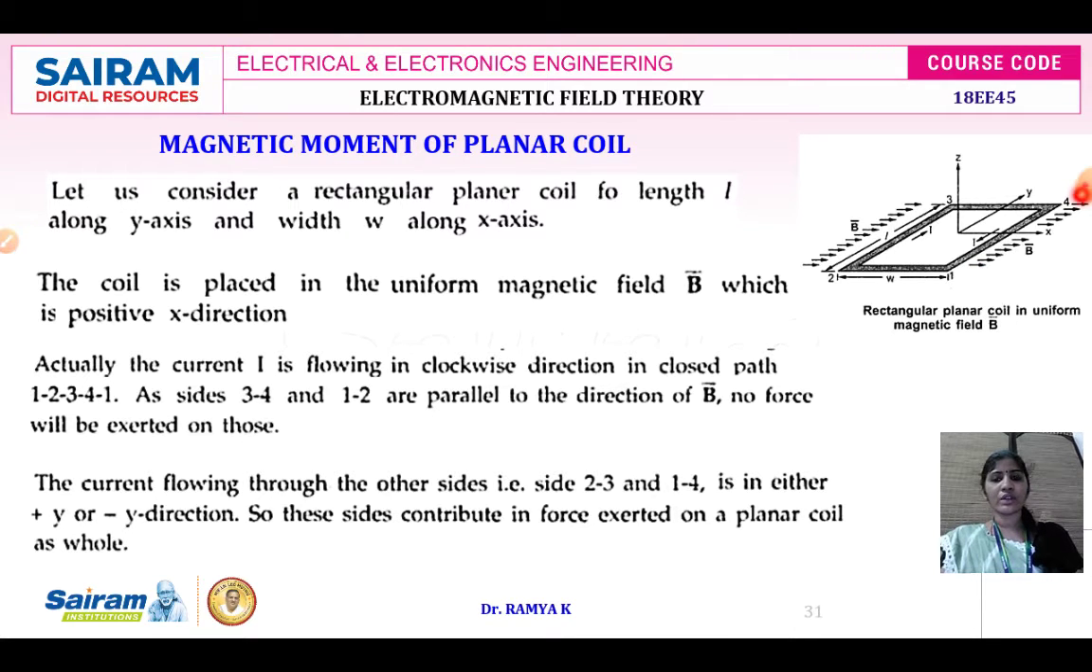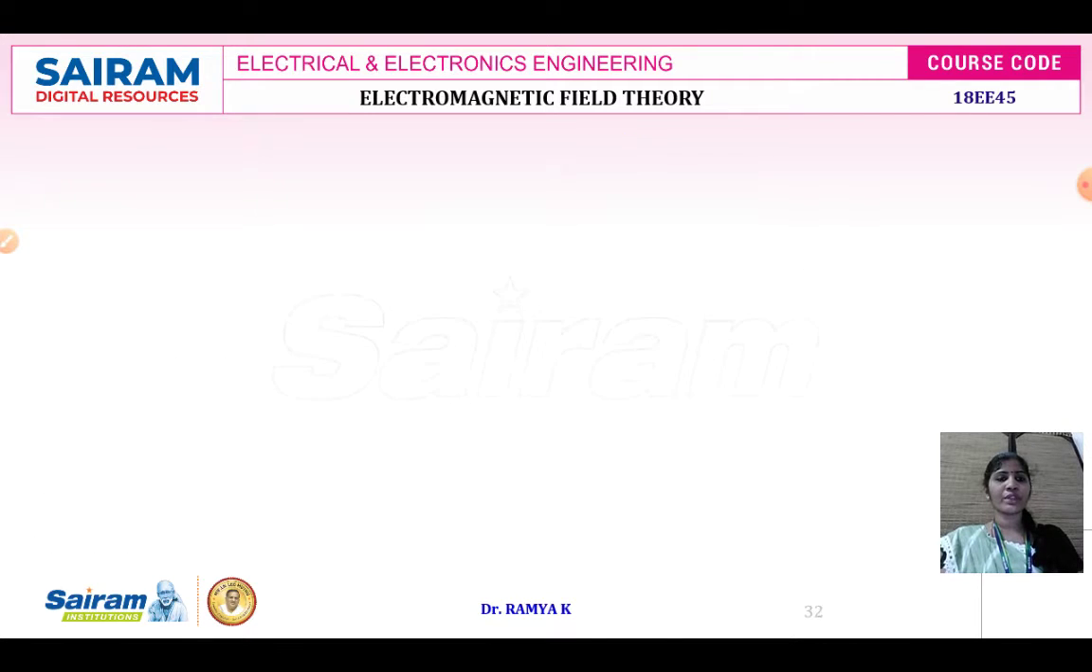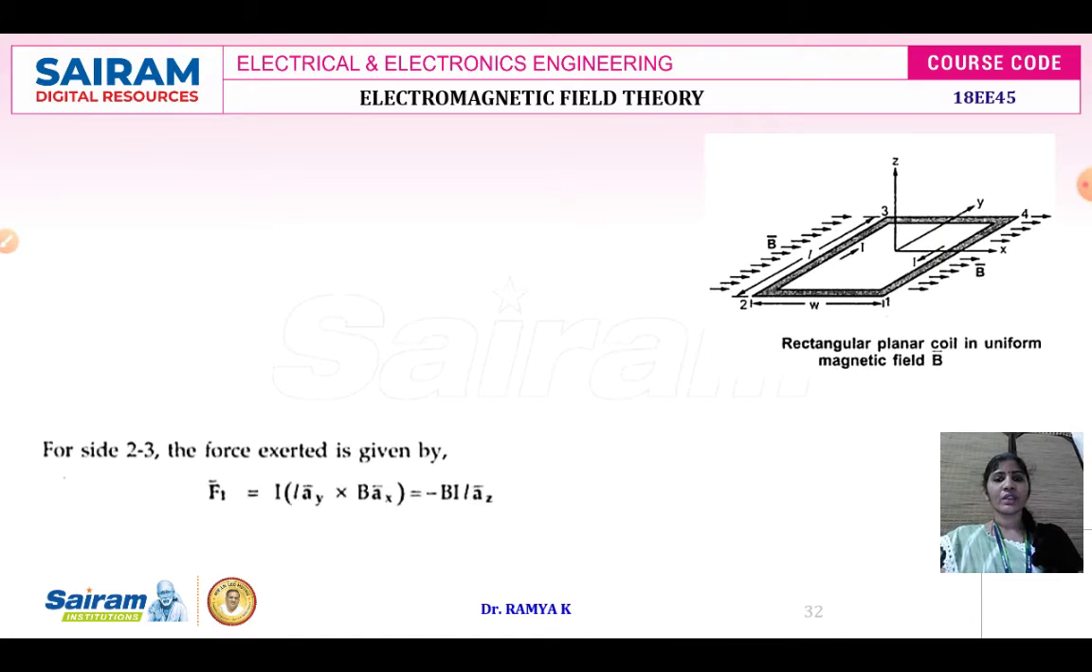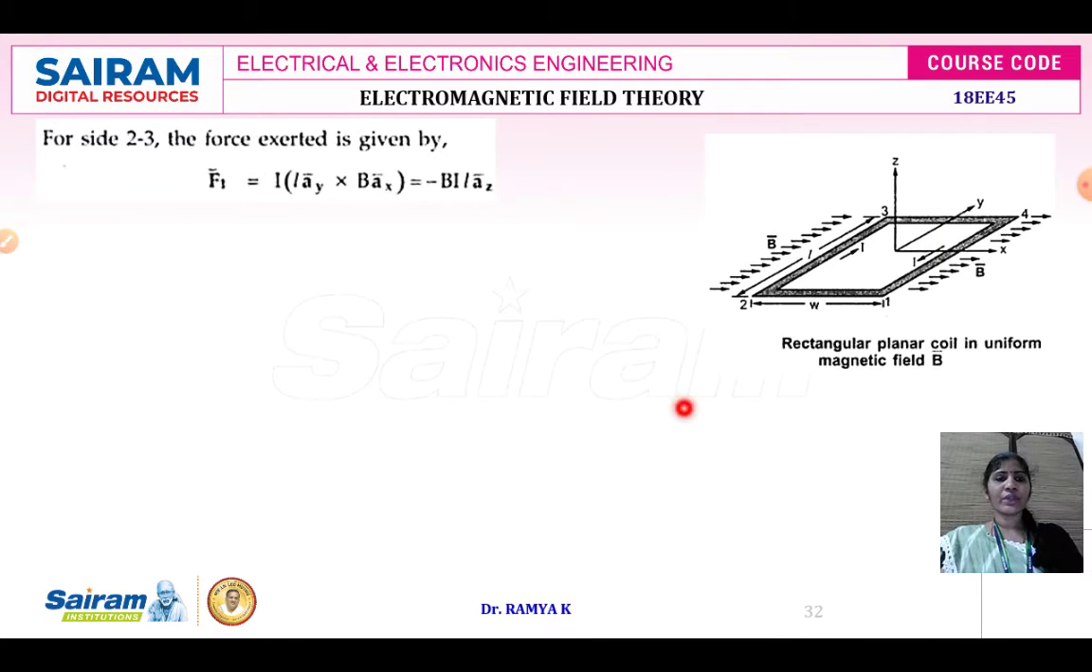Now when you check sides 2 to 3 and 4 to 1, the force exerted is in the positive y-axis direction and the negative y-axis direction. Therefore, on both sides the force is contributed as a whole on the planar coil. Now for side 2 to 3, the force F1, the general formula for the force F is equal to BIL newton.